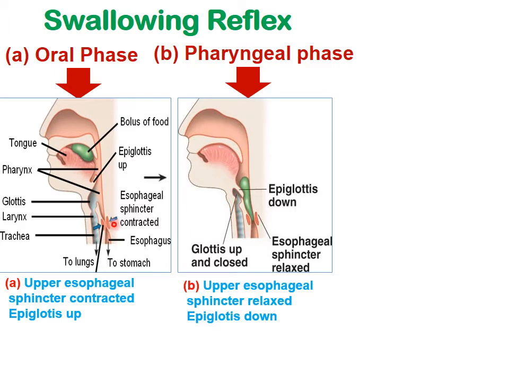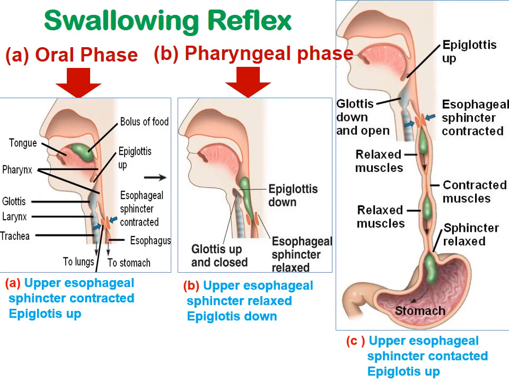But here you can see that in the first phase it is in a contracted state, because the food is still here. It has to go all the way here. By the time it reaches here, this will be relaxed. So here it is controlled. That's the difference. In the first phase, you will see the esophageal sphincter contracted. In the second phase, the esophageal sphincter is relaxed and the glottis is also closed. So this is how it will be taking place.